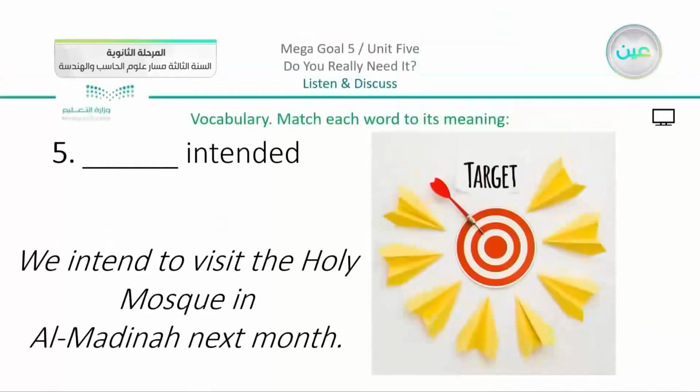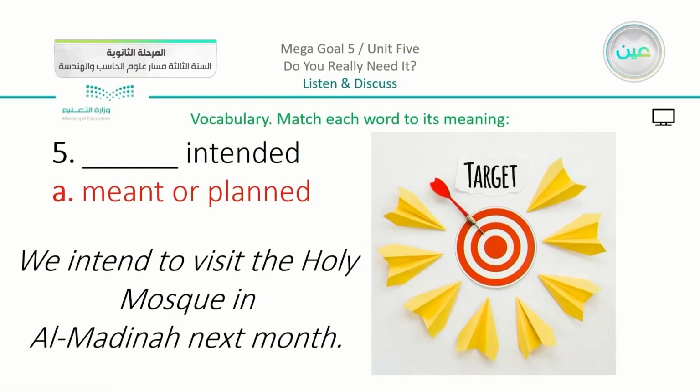After that we have number 5, intended. So we said something that we want to do. Now we can see that the answer is meant or planned. For example, we intend to visit the Holy Mosque in Medina next month, and note that the ED in intended is just to turn it to the past tense.